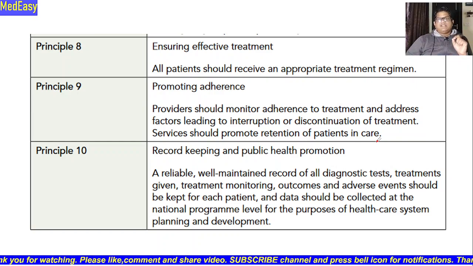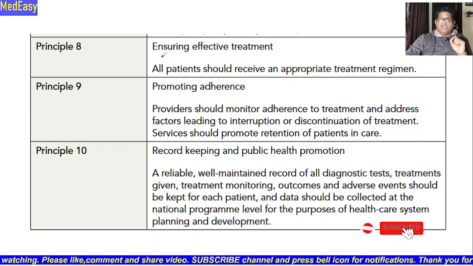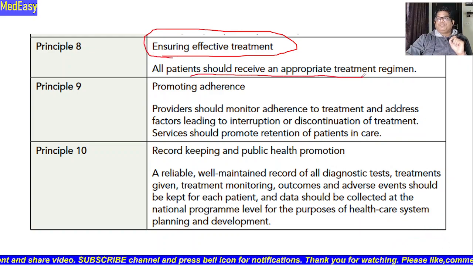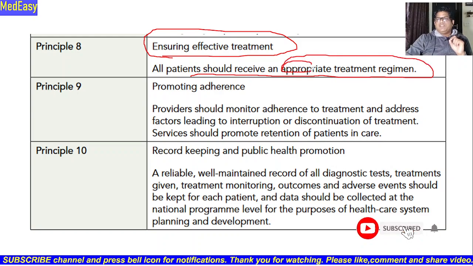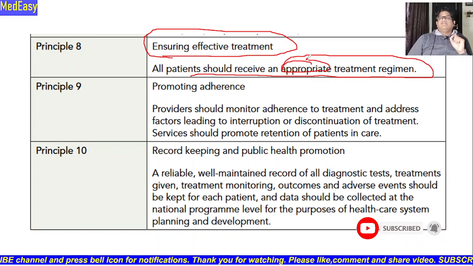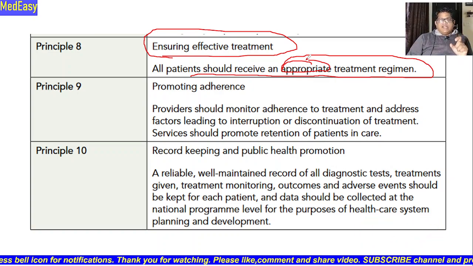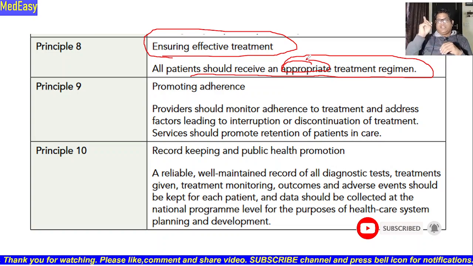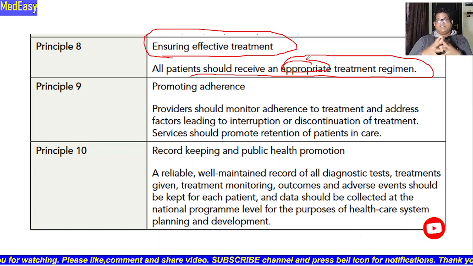Reason number 8 is we should ensure that they are getting effective treatment. What does that mean? All patients should receive an appropriate treatment regimen. This word is very important. Appropriate treatment regimen means every tuberculosis patient must be on the right anti-tubercular drugs. About the right anti-tubercular drugs and appropriate treatment regimen, I have discussed in detail in our video. You can get the link in the description box or here in the i button. You can see that video also.